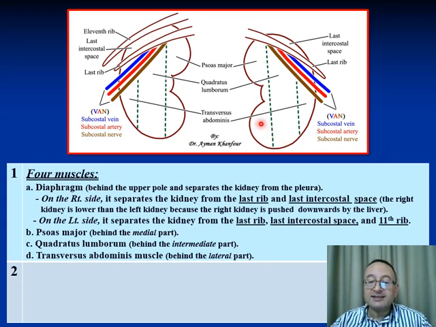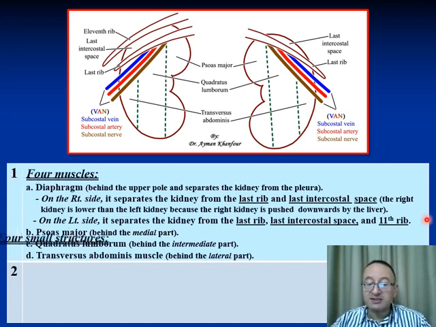In addition, the posterior surface is related to another 3 muscles. We will study them in details in the curriculum of the GIT module, but now we have to just know their names. The first one related to the back of the medial third is called psoas major. Always remember that the P is silent. Psoas major. Next to it, quadratus lumborum. And the fourth muscle is transversus abdominis. These are the 4 muscles.